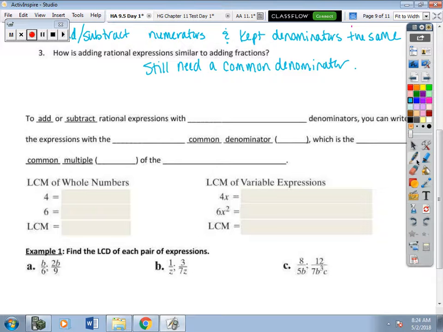Okay, so to add or subtract rational expressions with unlike denominators, you can write the expressions with the least common denominator, which is called the LCD. Which is actually the least common multiple, LCM, of the denominators. So you may remember back in Algebra 1 finding the GCF and the LCM of numbers and expressions.